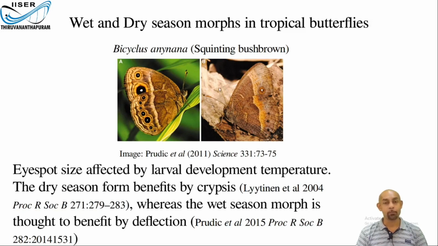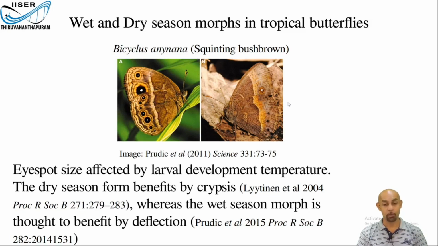So a lot of these butterflies in the wet season have these conspicuous eye spots which are found along the wing margins and are serially arranged. We have discussed how these eye spots can protect the butterfly against predation by deflecting attacks away from the body towards the wing margins. In the dry season, they have this morph. This morph is cryptic through background matching.